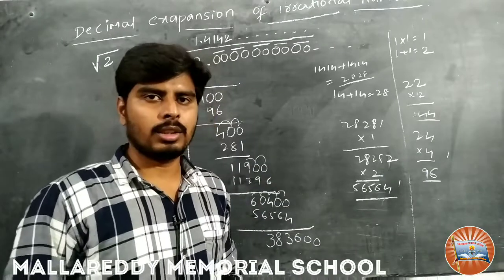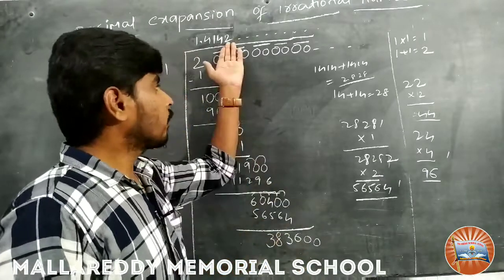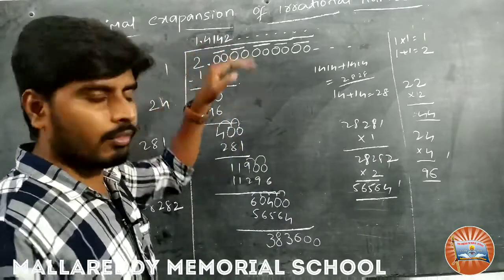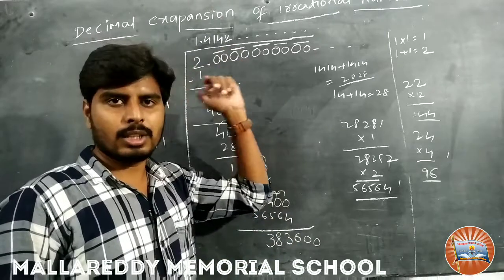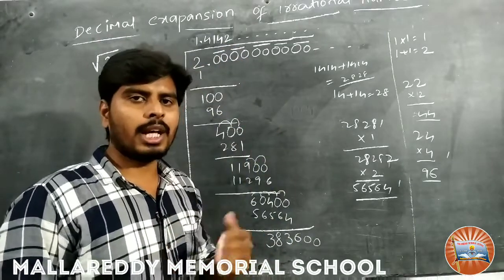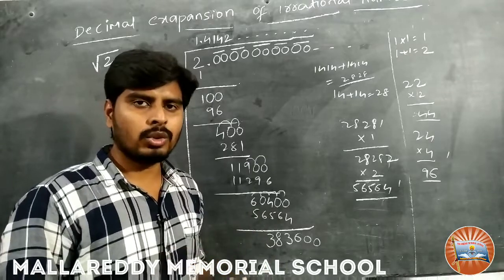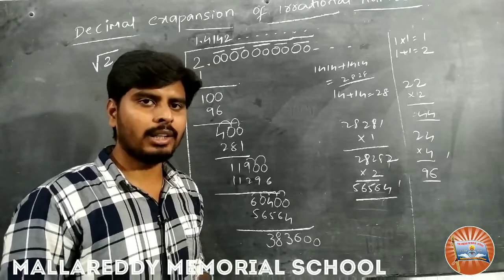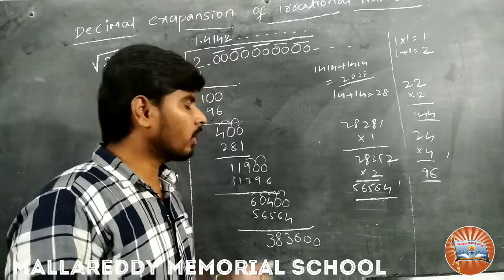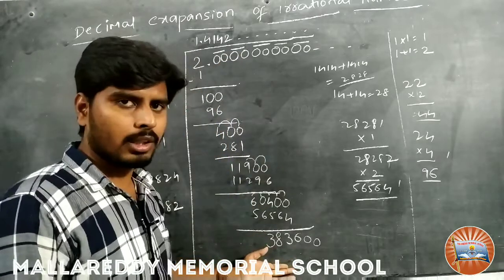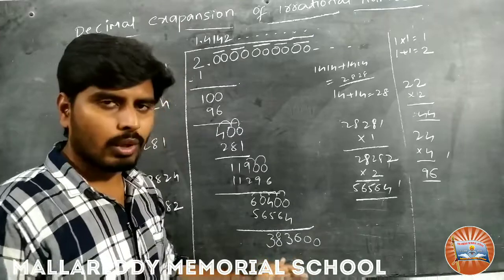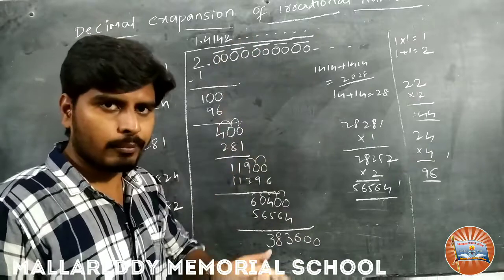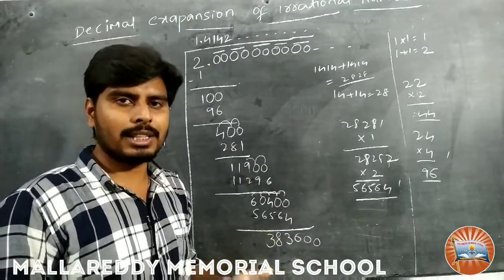Remember one thing, here I stopped the problem at the 4th decimal. After the decimal point, 1 2 3 4, I found 4 decimal places. In the question they may ask you to find the decimal expansion up to the 4th decimal or 5th decimal or 6 or 7. Suppose they ask you to find up to the 5th decimal, what will we do? We have to take one more step, that's it. We continue this process up to one more step, up to the 5th decimal. If they ask for 6, we have to take 2 more steps. That is the meaning of decimal places.